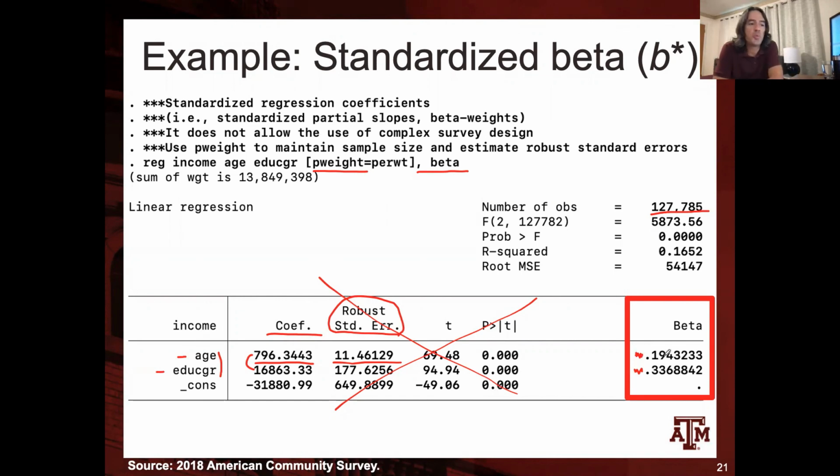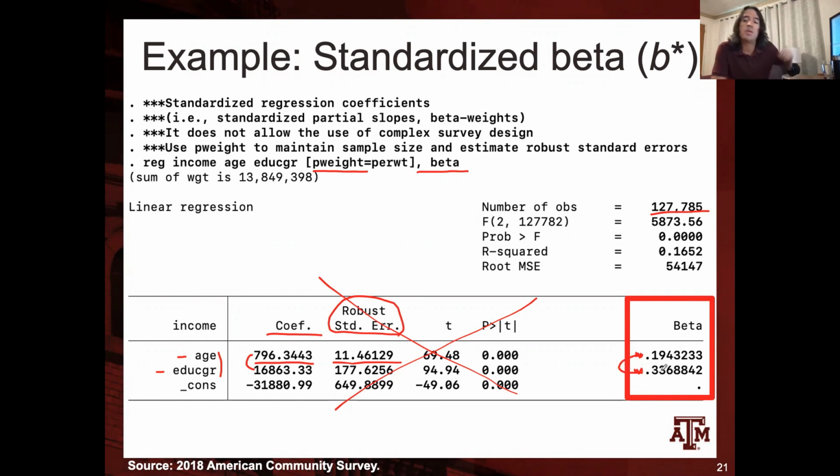So how do I interpret this? If I increase age by 1 standard deviation, I will increase income by 0.19 standard deviations. What does it mean, standard deviation? It's difficult to understand. When you include dummy variables, it becomes even more complicated to understand. But that's not the point here. The point is that you want to now finally compare the magnitude of these two coefficients.